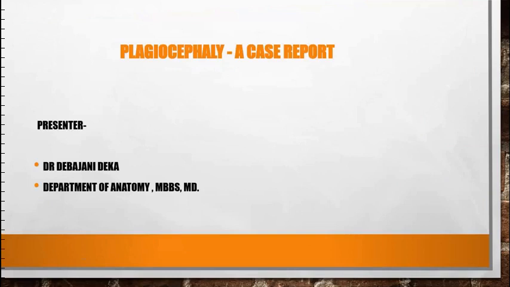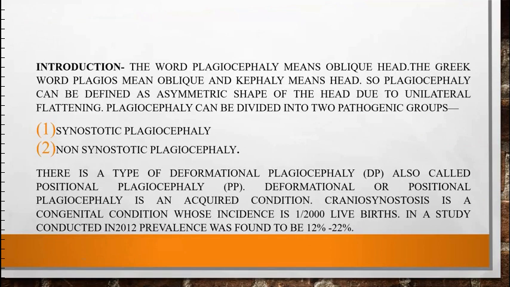Okay. So my presentation is on a simple case report of plagiocephaly in a cadaveric skull. Coming to the introduction part, the word plagiocephaly means oblique head. The Greek word plagios means oblique and cephaly means head. So plagiocephaly can be defined as asymmetric shape of the head due to unilateral flattening.